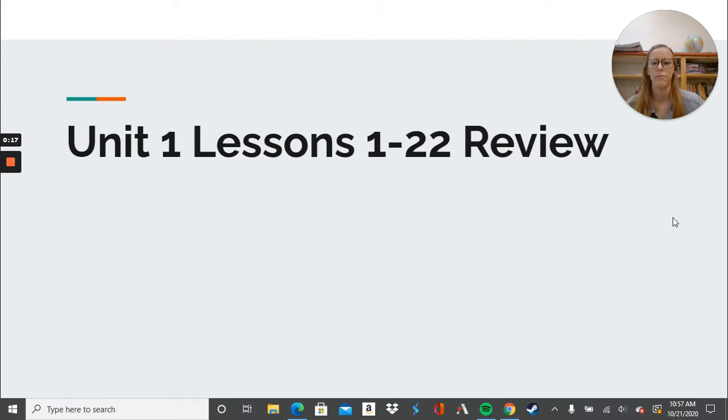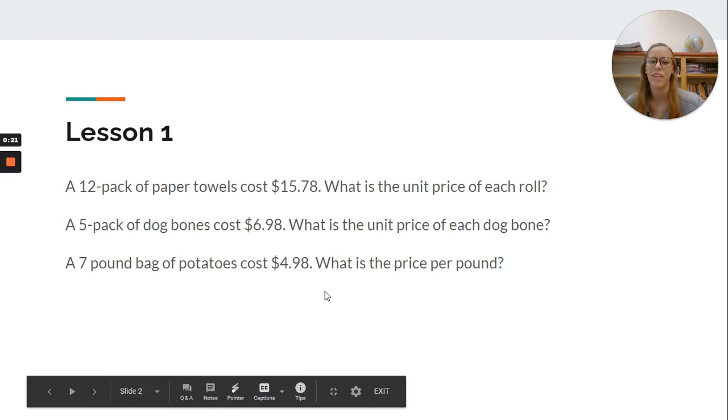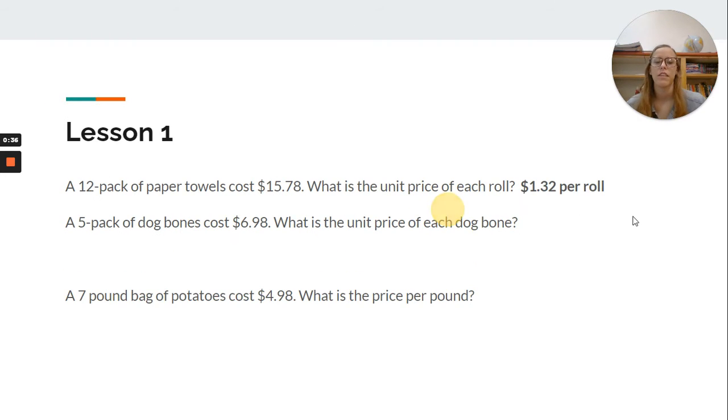So here we go. All the way back to lesson 1, we looked at finding the unit price. Go ahead and work through these on your own. If you want, hit pause just before answers are shown, otherwise you can just follow along as we go through. So we have a 12 pack of paper towels that costs $15.78. The unit price is $1.32.